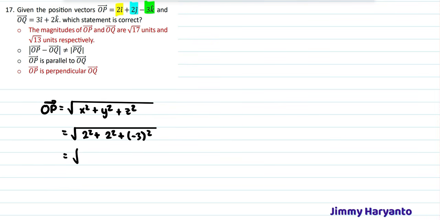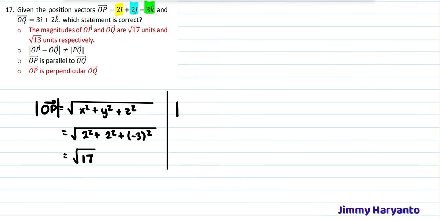Square root of 4 plus 4 is 8. 8 plus 9 is 17. So square root of 17 for the length of OP. Sorry, it has to be like that. Next is the length of OQ. Same thing.